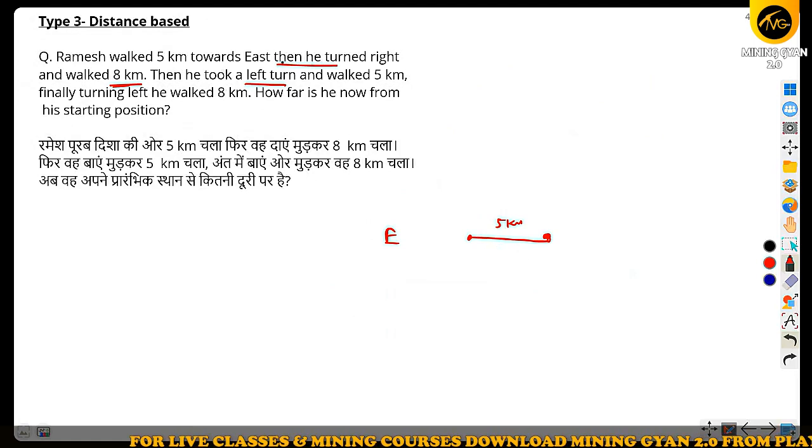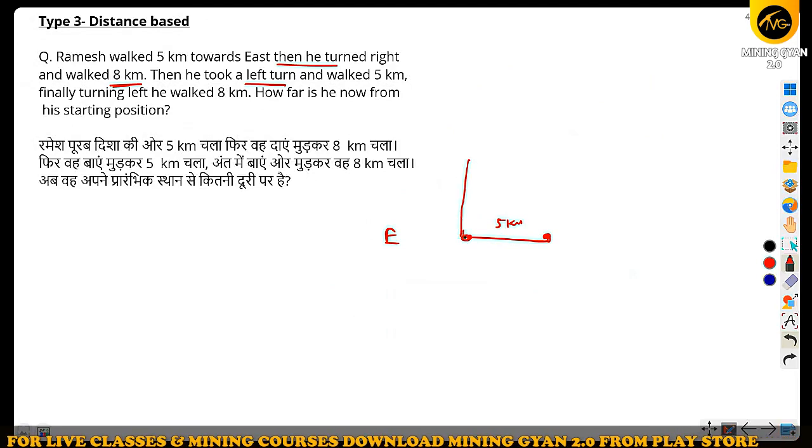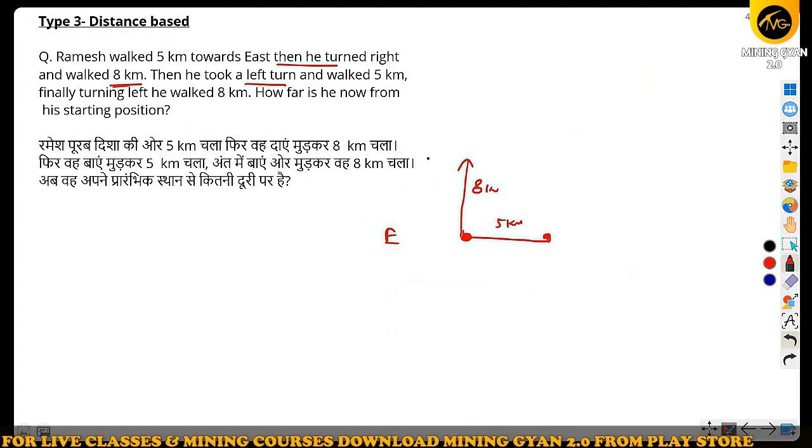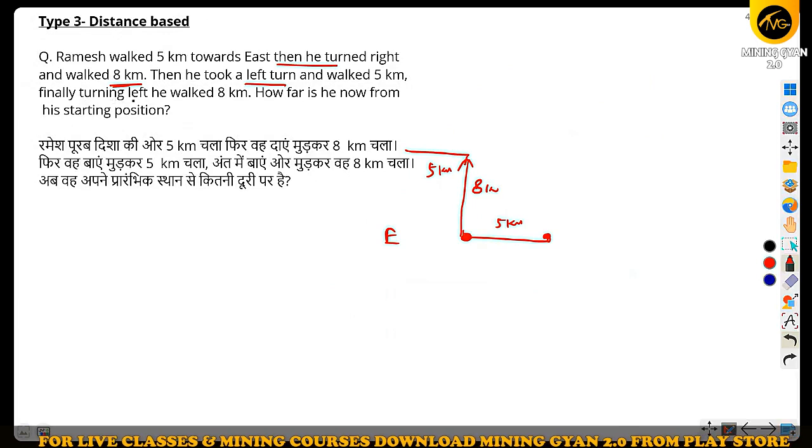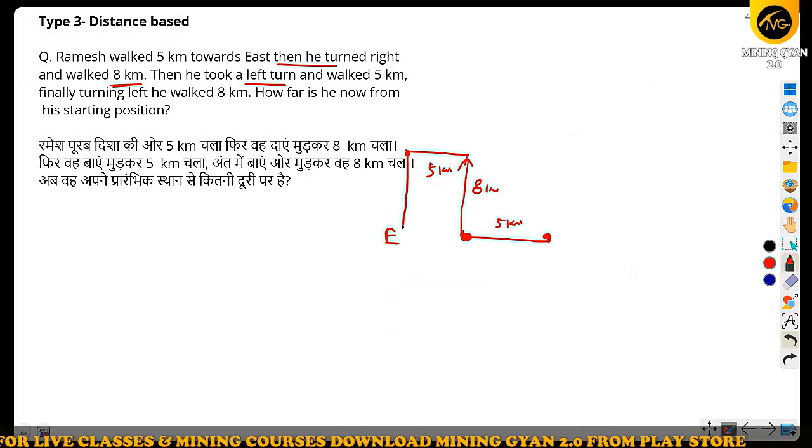Okay. Now, then he turned right. Now he turned right direction, so this is his right direction for 8 kilometer. Now then he took left. So he can go left direction. Then he took left turn and walked 5 kilometer. Finally turning left, he walked 8 kilometer. Again 8 kilometer. How far is he now from his starting position?